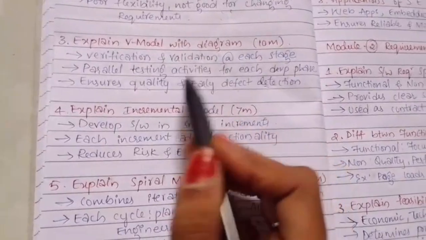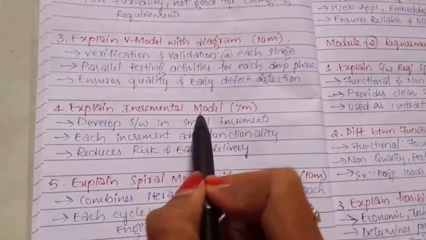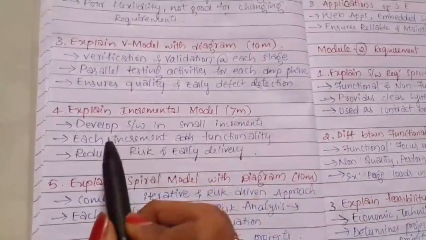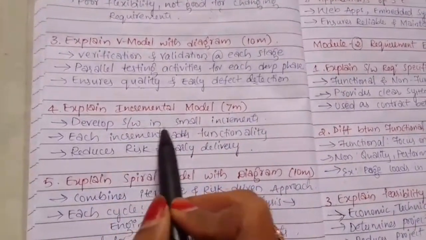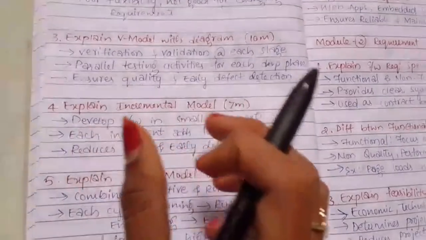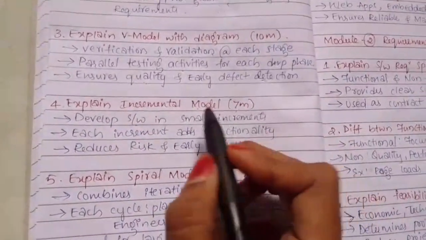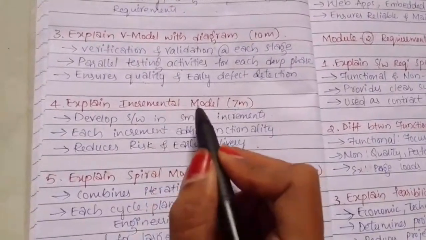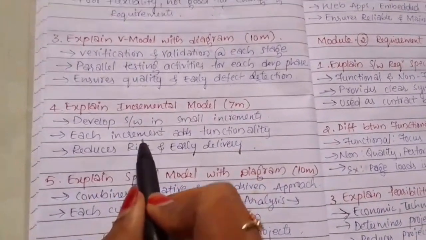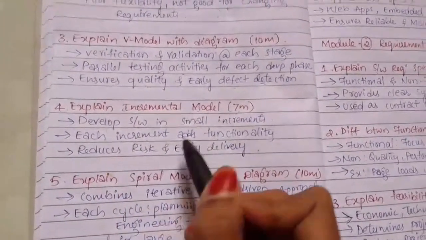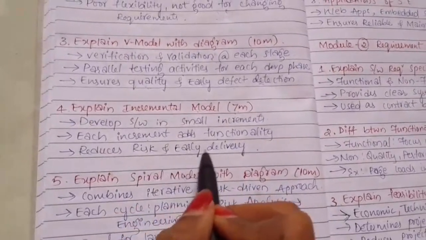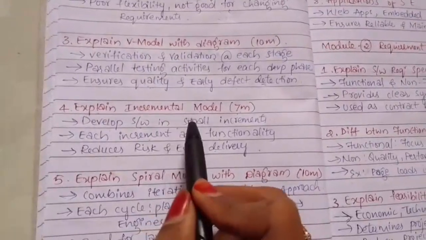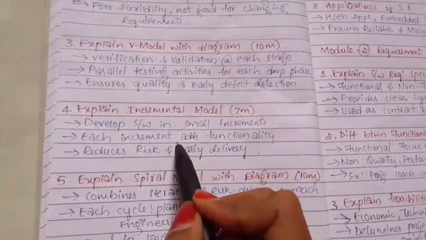I showed you already. And explain the incremental model. This is also very important. Asked for 7 marks. Develop a software in small increments. It will develop the software in small increments. This is also explained in my previous videos. You can check it out. And each increment adds functionality. It reduces the risk and gives early delivery because the customer involvement is there in each phase. I'll show you this one also.